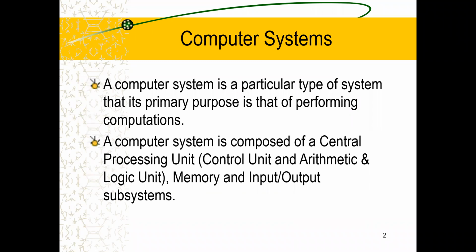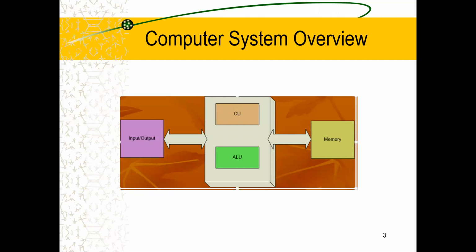So basically, a computer system is used for computation purposes. A computer system is composed of the central processing unit, which is further divided into control unit and ALU, memory, and input-output devices. Now, you can see how they are related to each other. Input-output is connected to the CPU, which is further divided into control unit, ALU (arithmetic logic unit), and memory.